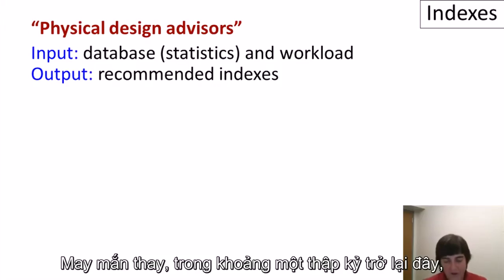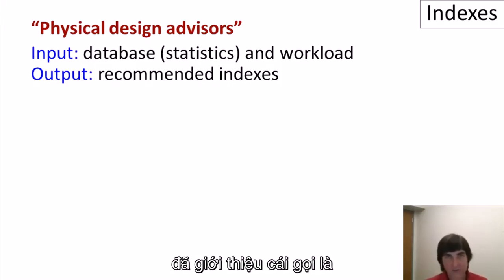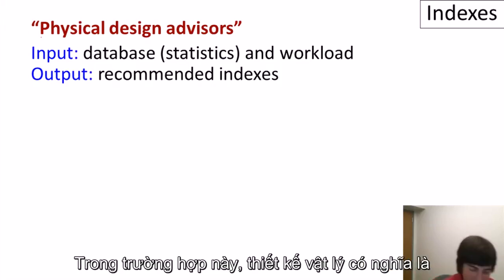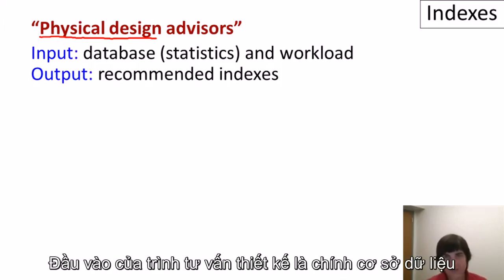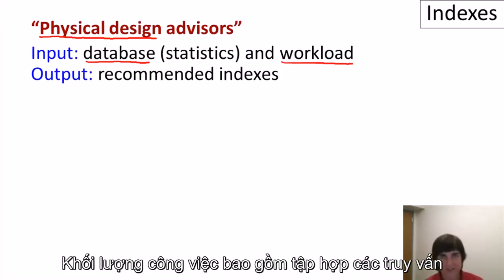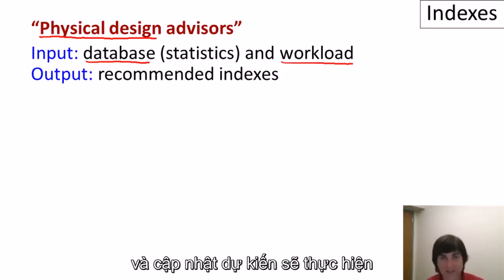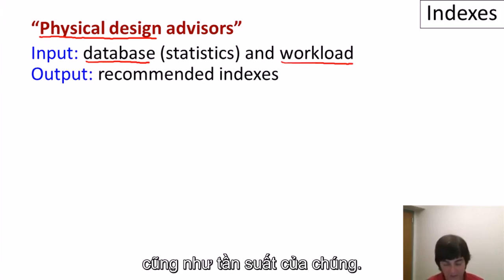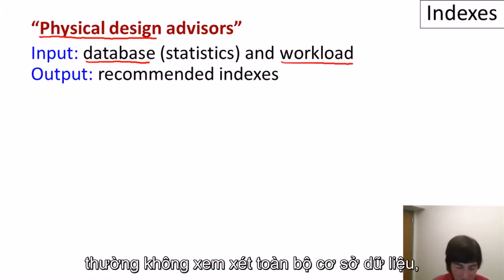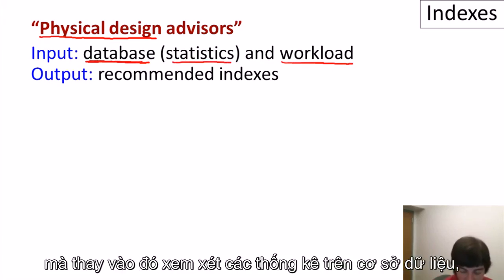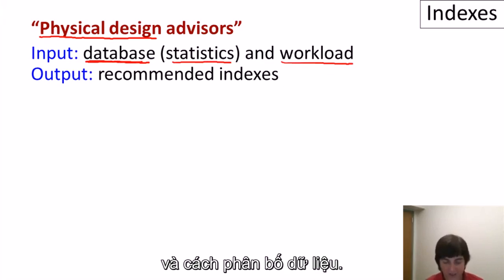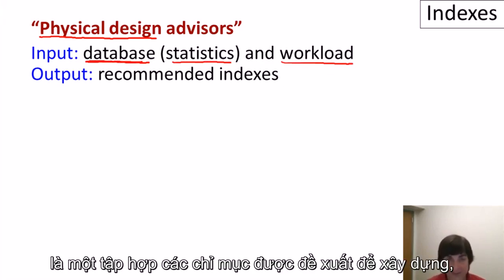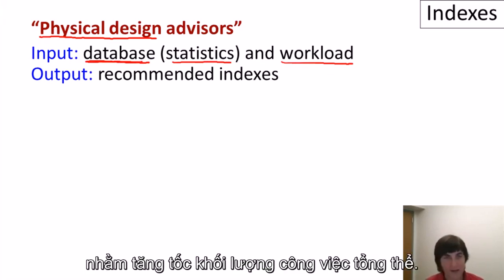Fortunately, over the last decade or so, many database system vendors have introduced what's called a physical design advisor. In this case, physical design means determining which indexes to build on a database. The input to the design advisor is the database itself and the workload. The workload consists of the sets of queries and updates that are expected to be performed on the database, as well as their frequency. Now, actually, the design advisor doesn't usually look at the entire database, but rather looks at statistics on the database that describe how large the tables are and their data distributions.